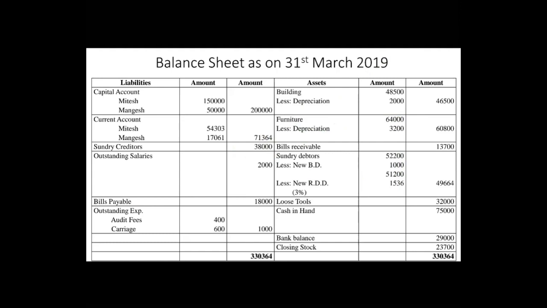So whatever is remaining, you will going to record it in the second column of the amount. Okay. So 64,000 minus depreciation 3,200. The ultimate will be 60,800. Now we have done with the depreciation.